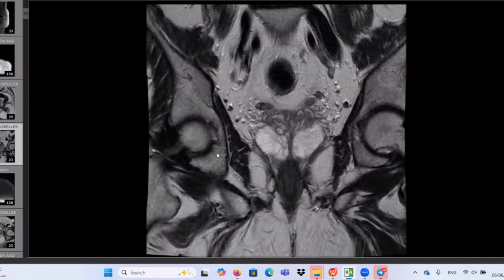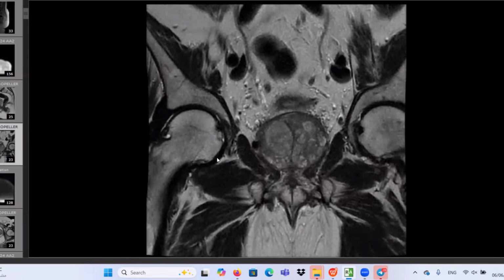In the coronal plane, you will find the peripheral zone making a heart-shaped configuration, as you can see here. And this is the seminal vesicles. And this is the transitional zone.